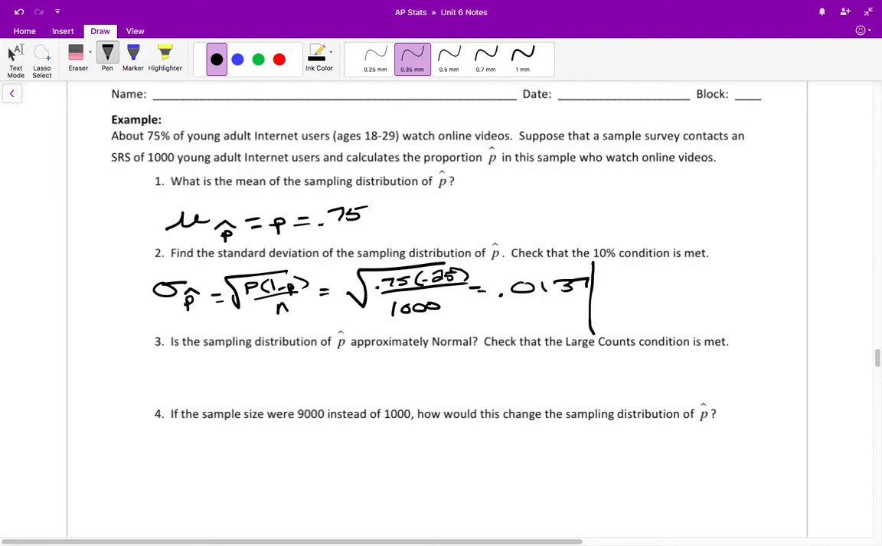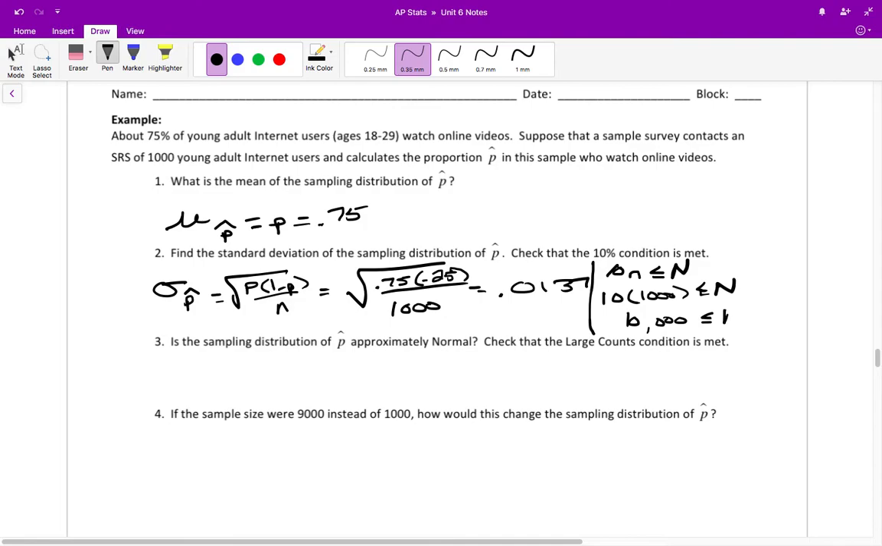It says check that the 10% condition is met. I'm going to use the formula where we talk about 10 multiplied by n being less than or equal to capital N. So in this case, that would be 10 multiplied by 1,000 is less than or equal to capital N. 10 multiplied by 1,000 would be 10,000.